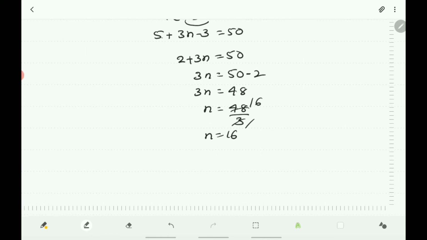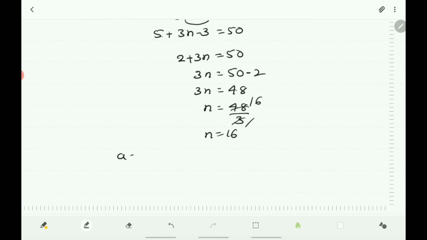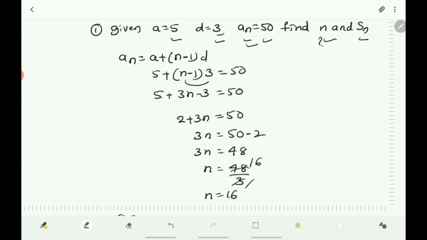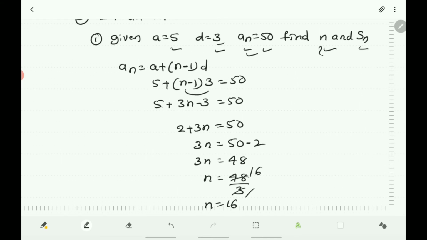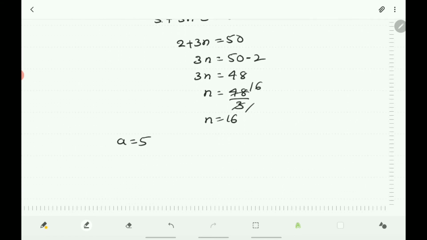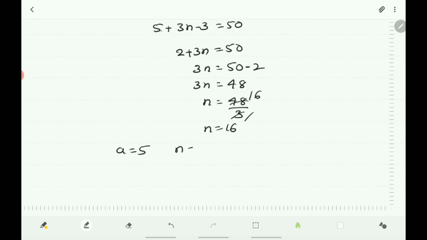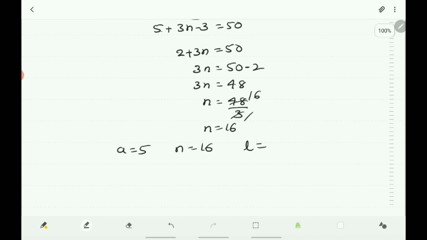Here the first term is given, that is a is equal to 5, and d is not required. You take n and l. n is equal to 16 and l is equal to 50. l is equal to an, that is 50. That is the last term.